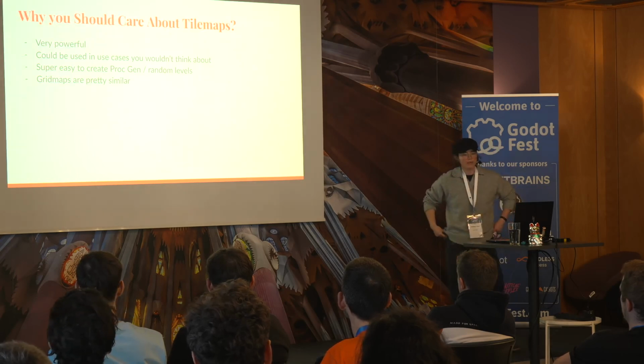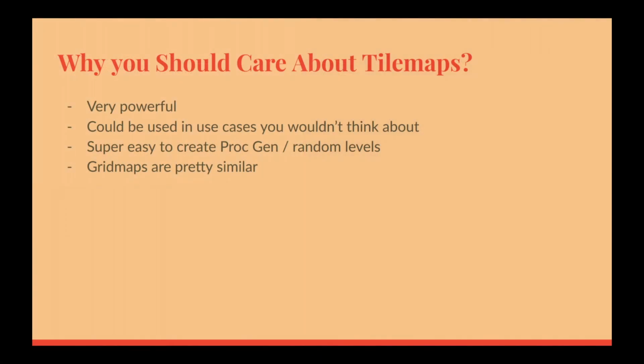So why should you care about tile maps? They're very powerful. They could be used in use cases that you wouldn't think about, which I'll go over in a bit. It's super easy to create procedural generation, especially when you're using Godot noise textures. And also grid maps, the 3D grid maps. I don't know if you've played Cassette Beasts, but it was made using grid maps in Godot. I'm not sure how supported it is right now, but if you feel comfortable with tile maps, try using grid maps. You'll see a lot of similarities there. It's also super fun.